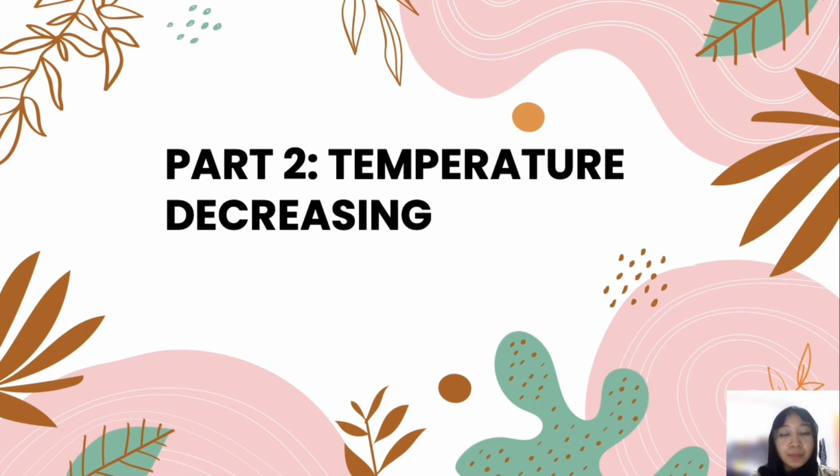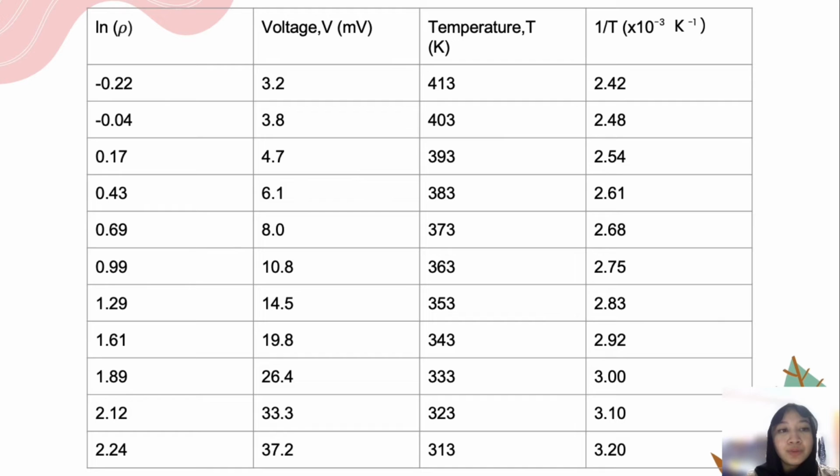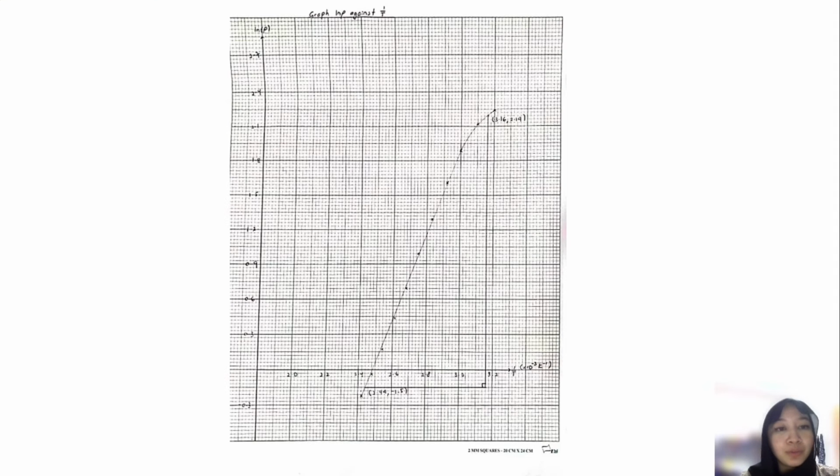For part 2, temperature decrease, we also have to draw a table, this is table 3, and the voltage and temperature are already given in table 1, and 1 over temperature is just the same as table 2. For temperature decreasing, we also have to draw this graph. It is also the same: it increases linearly, and then when it reaches a certain point, it bends downwards.